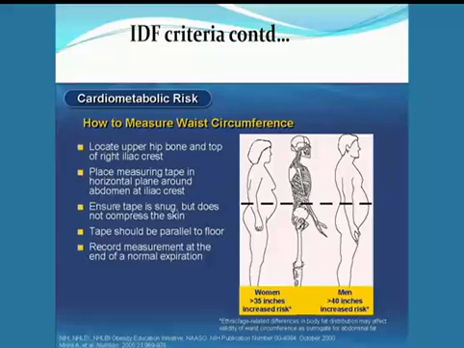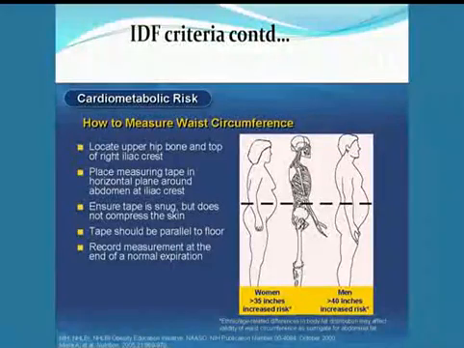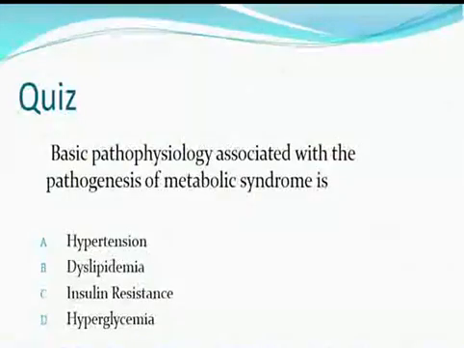And the method is to locate right above the iliac crest, and then you place the measuring tape in a horizontal plane around the abdomen at the iliac crest, and the tape should be snug and not compress the skin. And when the patient is at the end of normal expiration, you measure this waist circumference. So these parameters are for Caucasians. I will come to the South Asian criteria in my next slide.